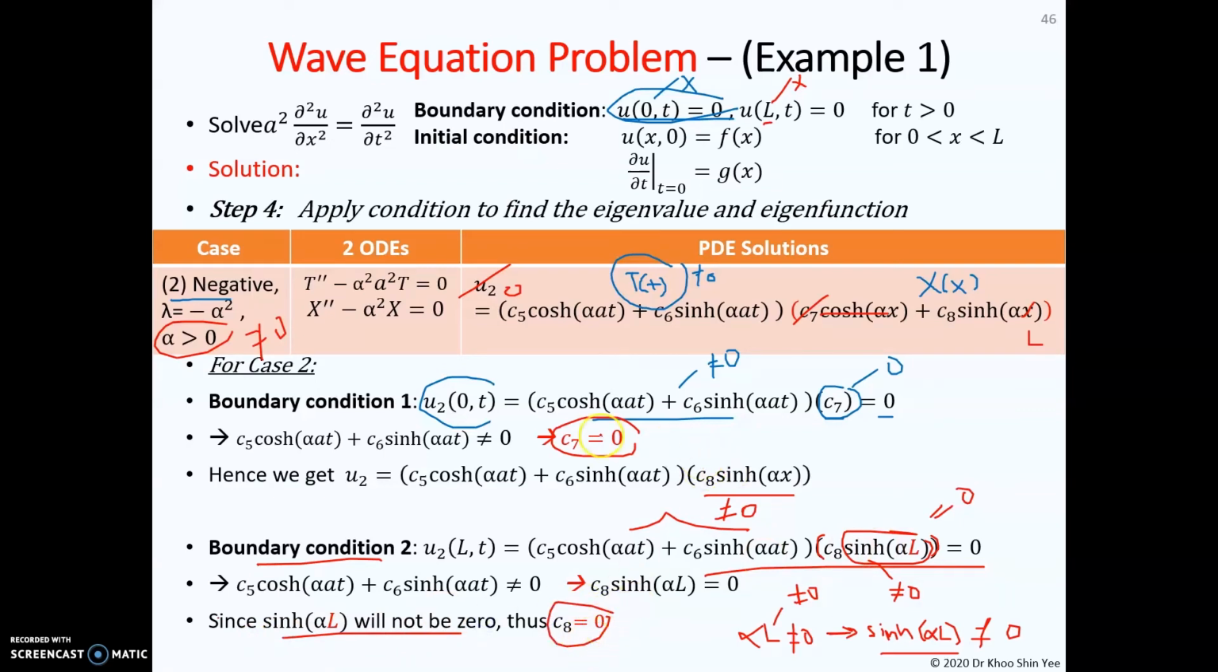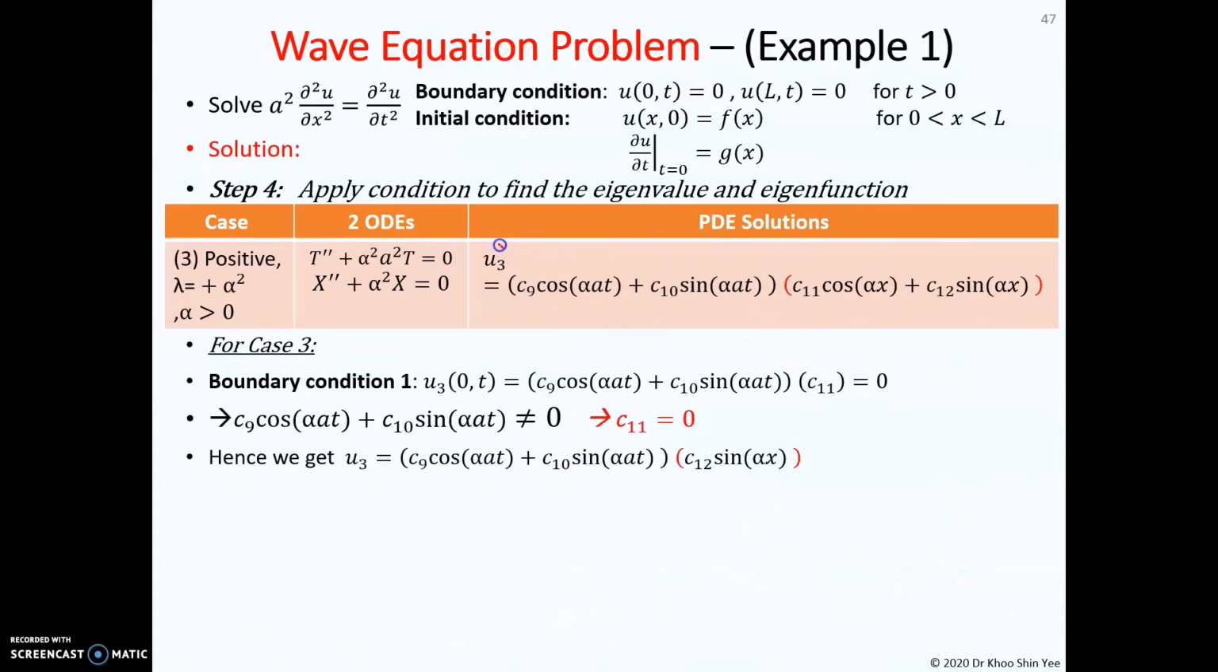So you can substitute C8 and C7 inside the PDE here. So this term can be cancelled. So 0 multiplied by the t function, you also obtain 0. Therefore you obtain U2 equal to 0. That means there is no solution for case 2. This is the PDE solution for the third case.